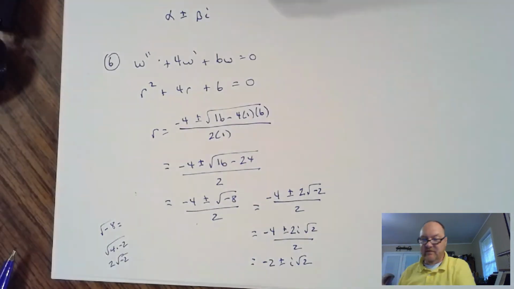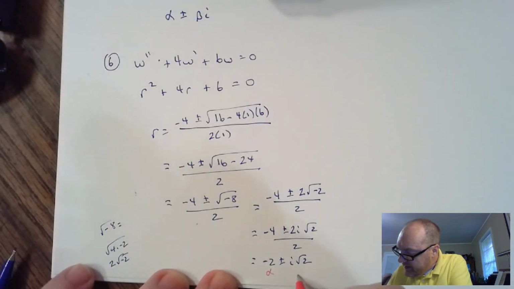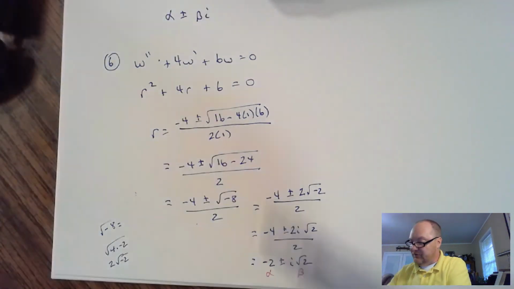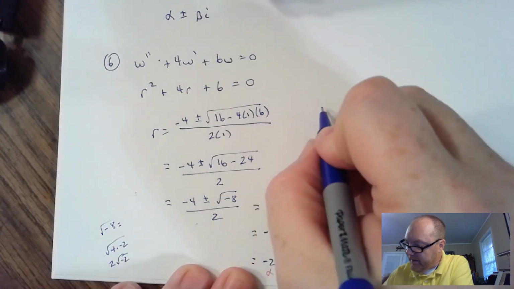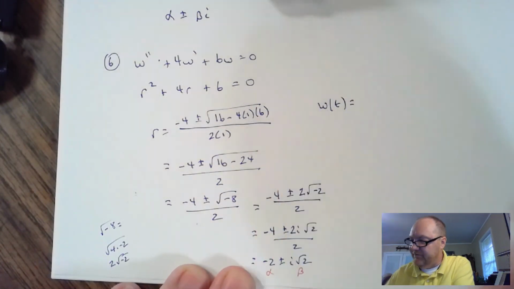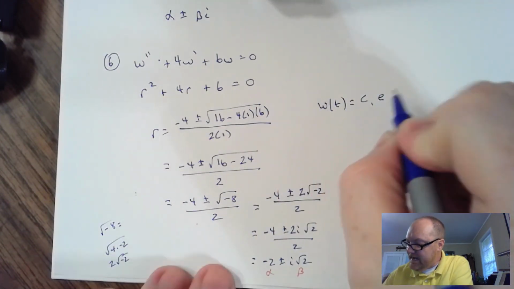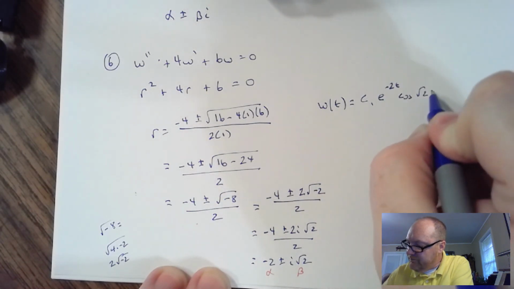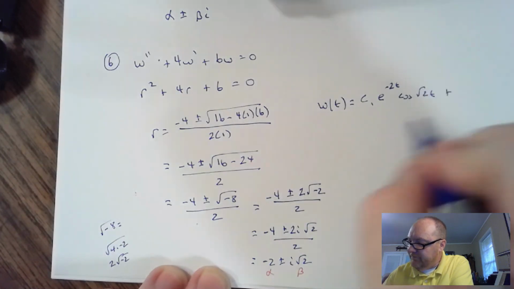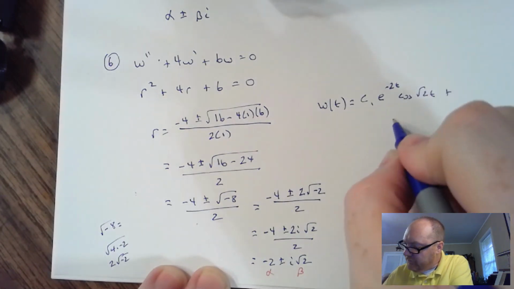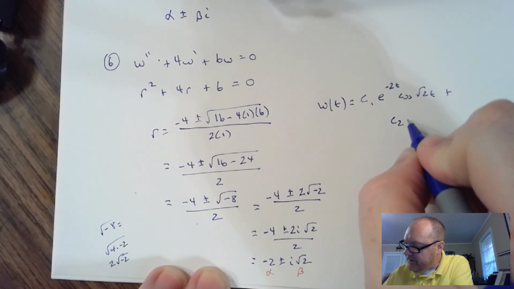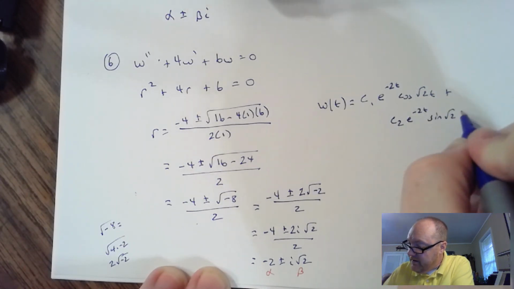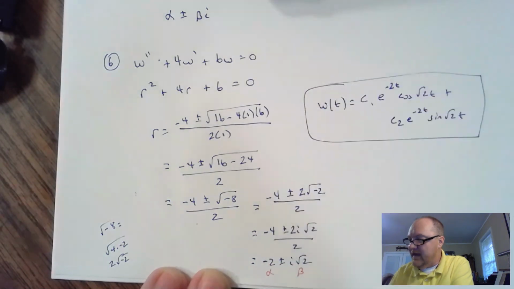So again, this is now my alpha, negative 2, and my beta is square root of 2. So my solution set for this problem looks like, it's actually a W function now, isn't it? Some C1 e to the negative 2t, cosine of square root 2t, plus, and I'm going to go off your screen, so plus some second constant, e to the negative 2t sine of square root 2 times t.